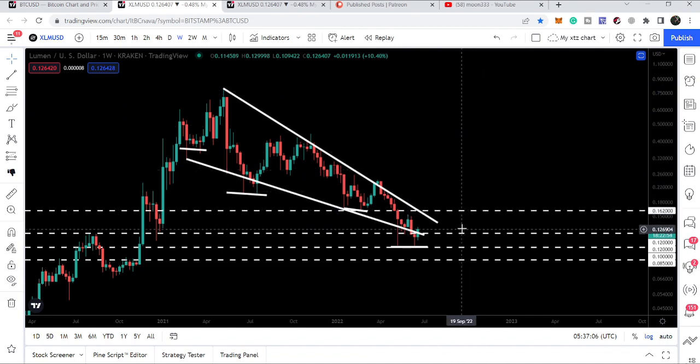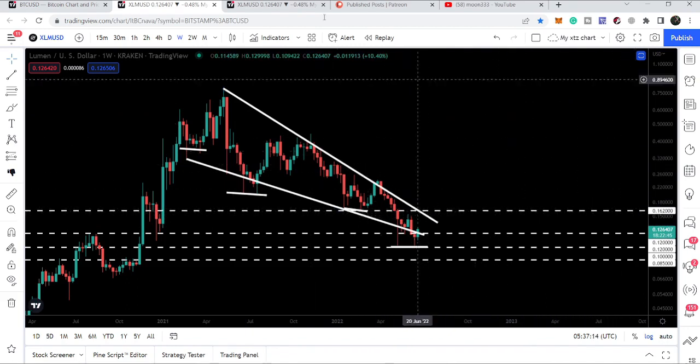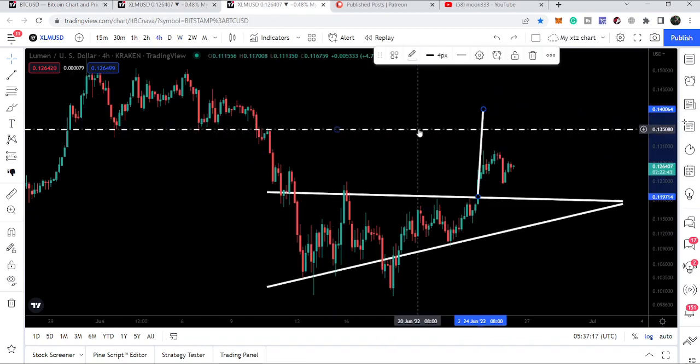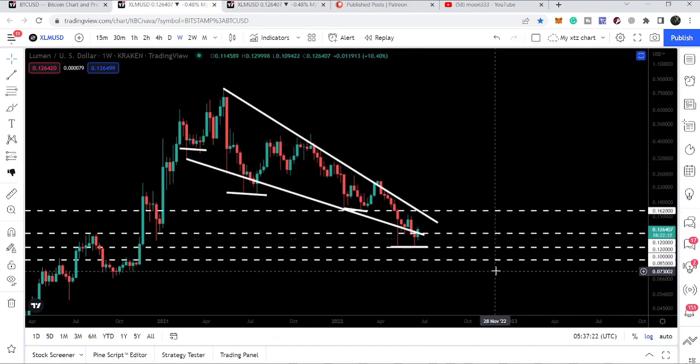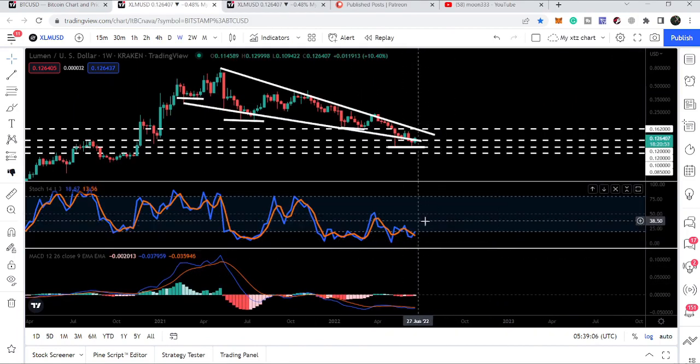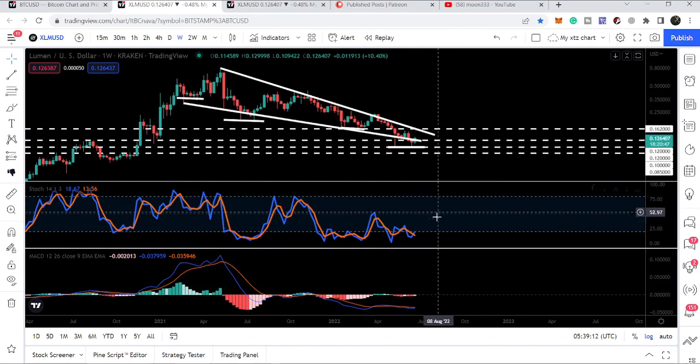Before that we have to break out a lot of resistances. We need to break out this resistance of the wedge, we need to break out this 16.2 cents, and we also need to break out this resistance in the short term, which is at 13.5 cents. But I'm quite optimistic after receiving this buying signal from the stochastic oscillator. You can see that the blue line has crossed up the orange line on this weekly time frame.